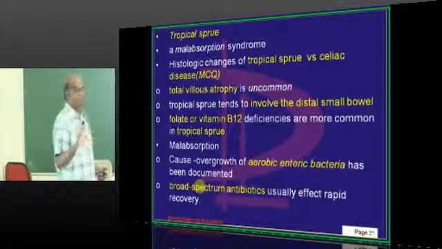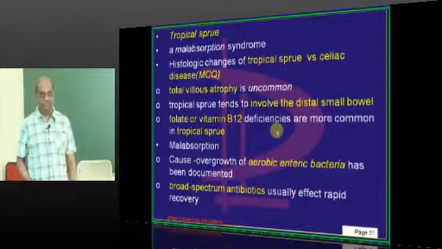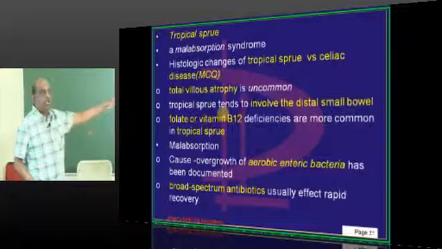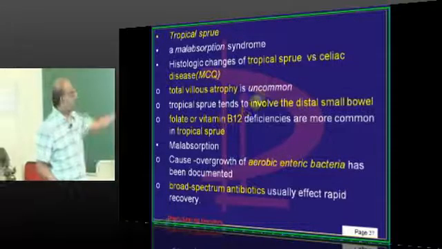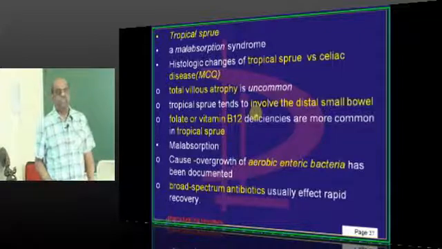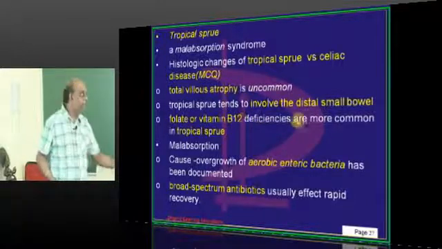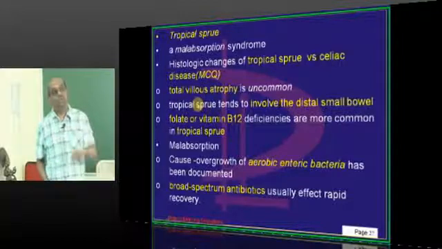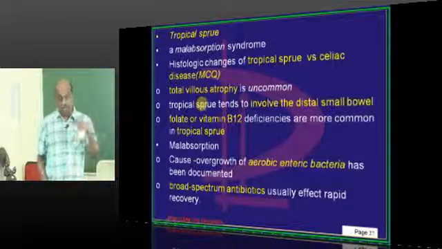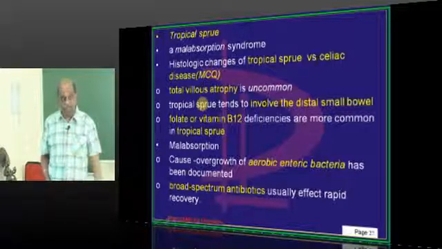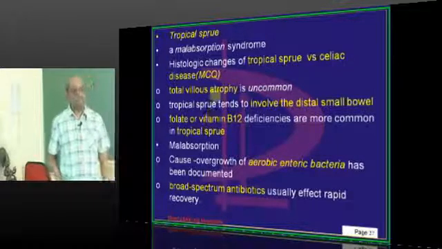Tropical sprue is also a malabsorption condition, but you need to know the difference between tropical sprue and celiac sprue. They are different from each other. Total villous atrophy, which is a feature of celiac disease, is uncommon in tropical sprue. Celiac sprue involves more often the proximal part of the jejunum and duodenum, but the distal part of the small bowel, like the ileum, is involved in tropical sprue. Where will vitamin B12 get absorbed? Ileum. So vitamin B12 deficiency anemia and megaloblastic anemia are more common in tropical sprue, whereas iron deficiency anemia is more common in celiac sprue.